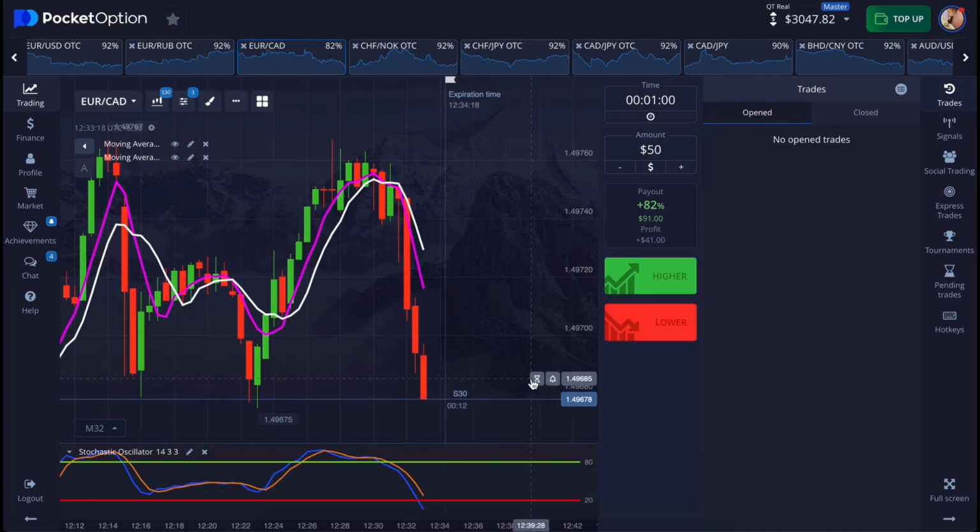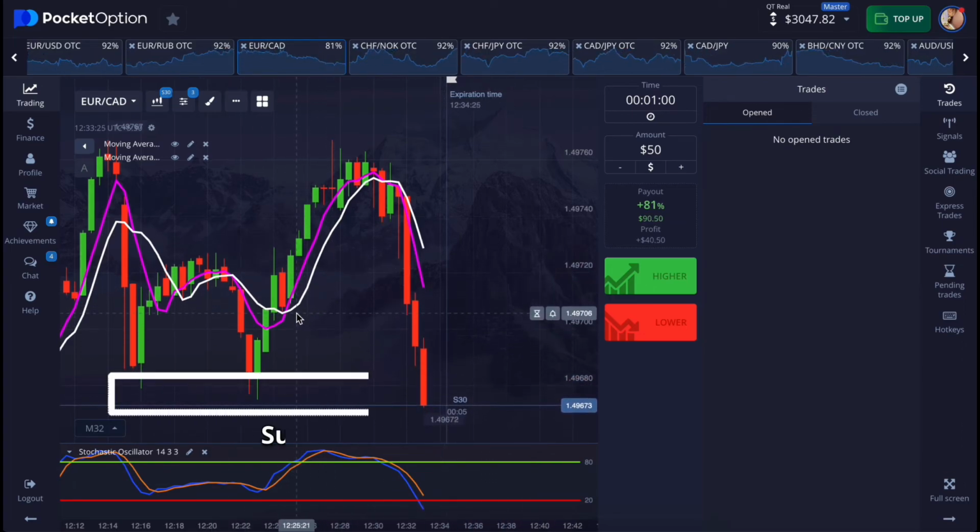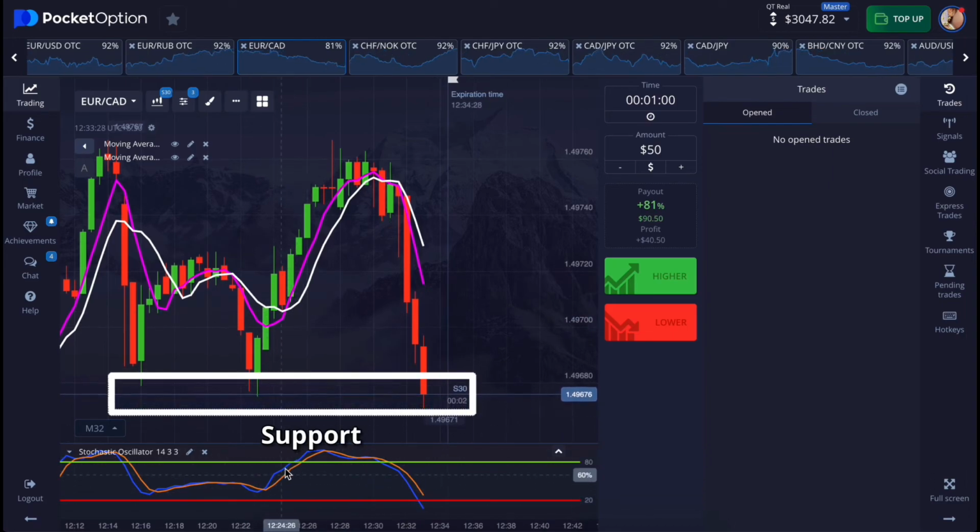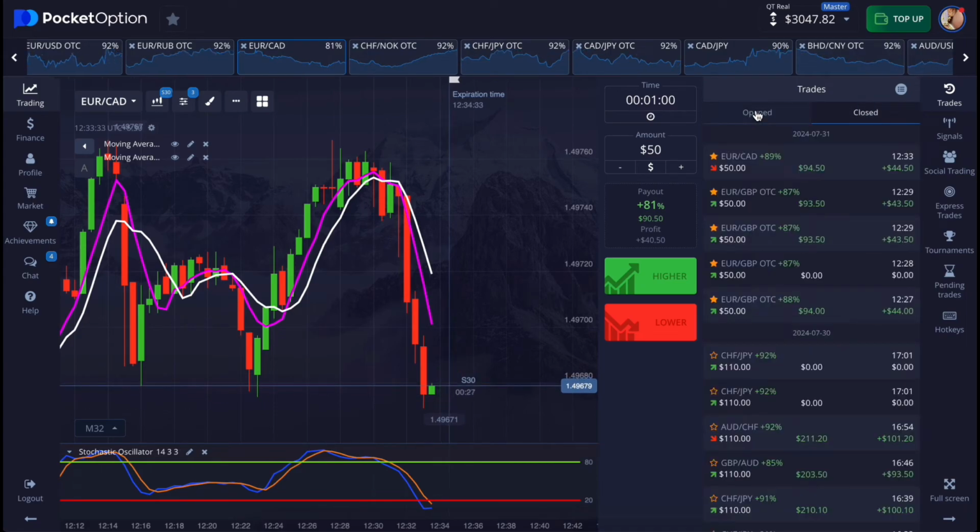So here our entry has been successfully won. After placing the entry, the market has come near this support. Now it may go up by 1 or 2 candles from here, but we will not place the trade. We look for the next chart.